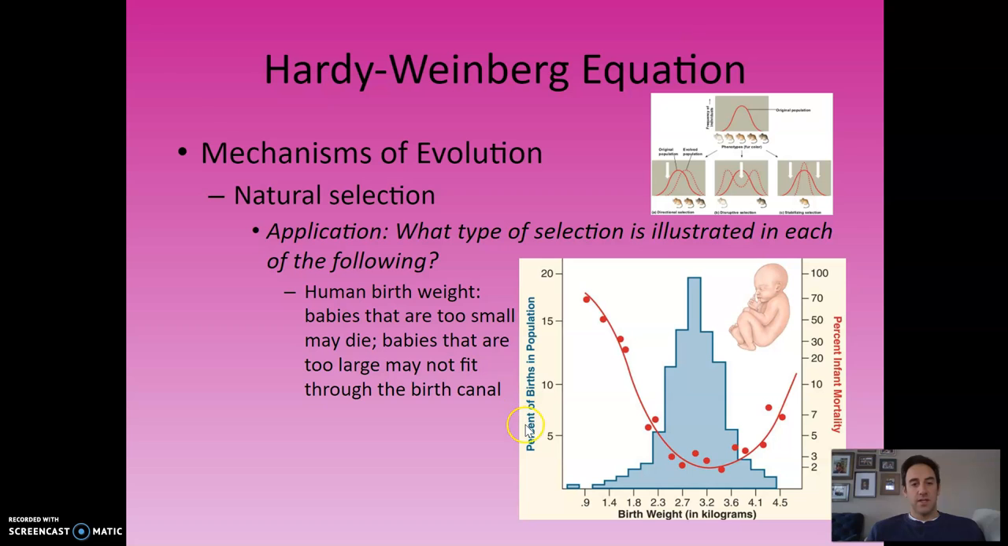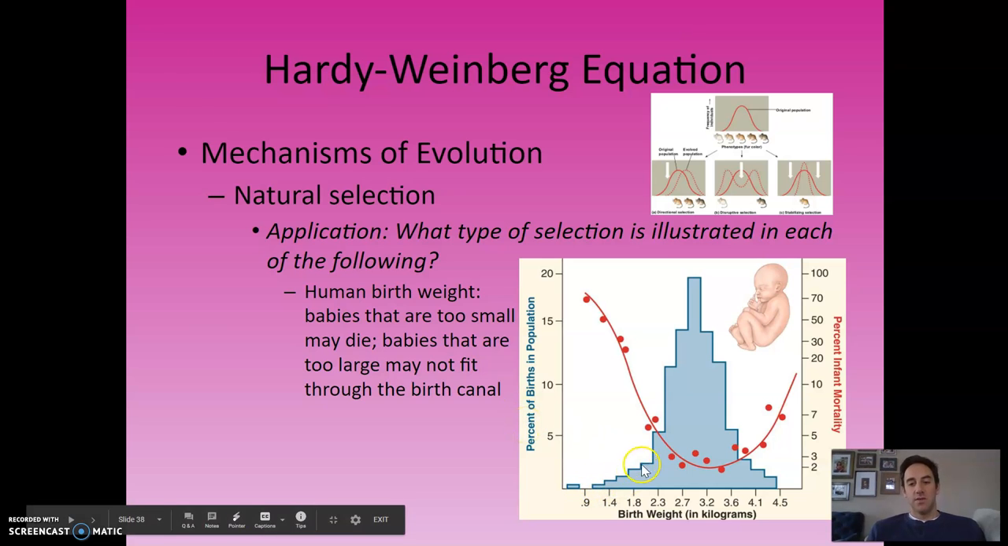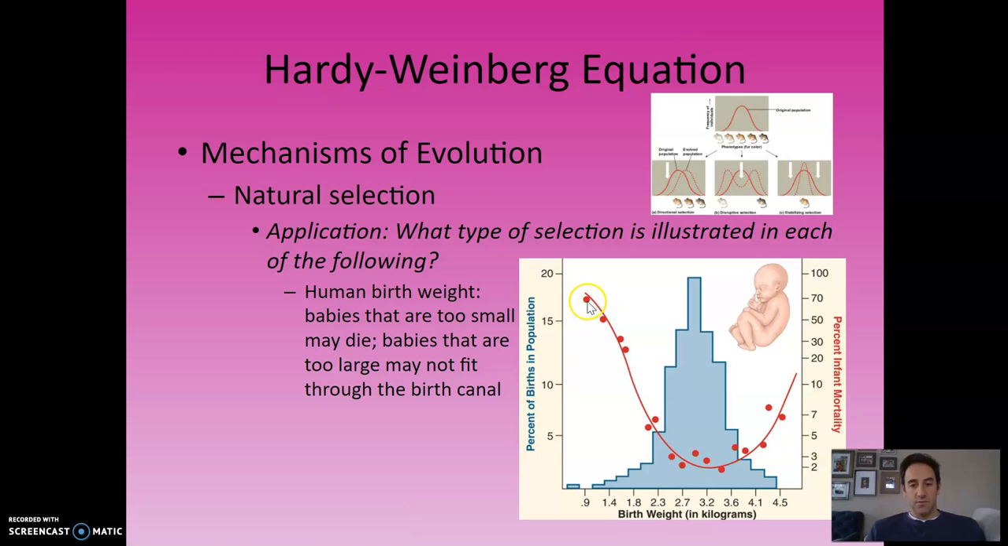And hopefully you said this is an example of stabilizing selection, because you can see that this is actual data, by the way. In blue, we have the percent of births in the population, and we see a very nice bell graph in blue. And then we have percent of infant mortality, which is a little sad, but you can see there's more infant mortality in the very small and in the very large based on this data. So this would be an example of stabilizing selection.